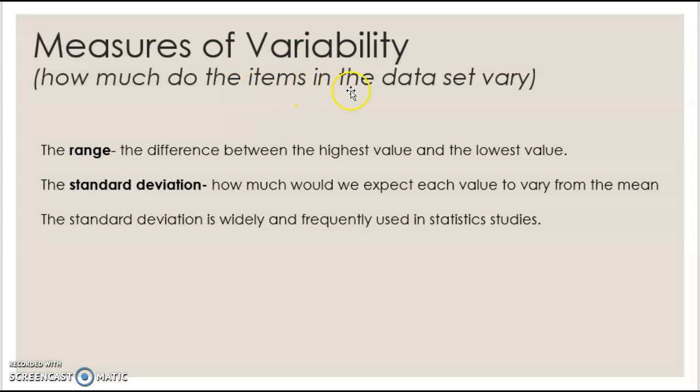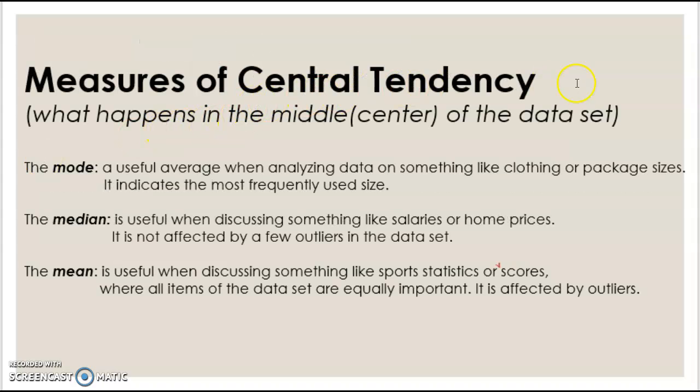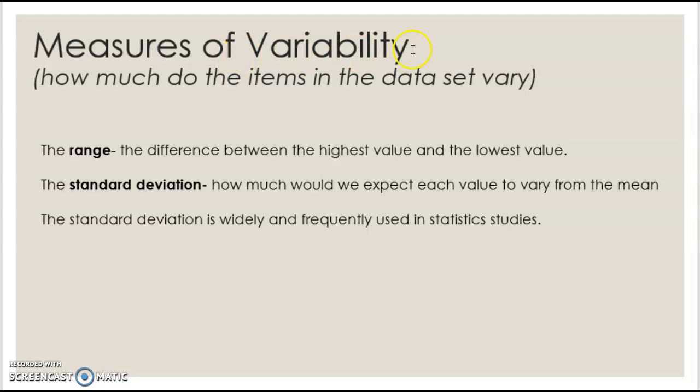Variability is how much the items in the set vary. Central tendency is all about the middle and the center. Variability is about ranges of stuff. How far does this stuff go?